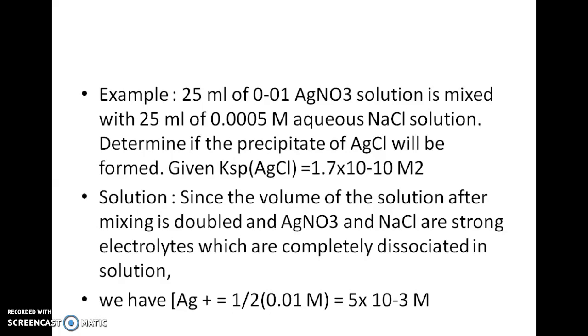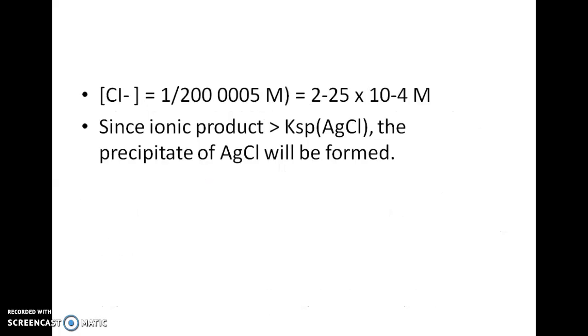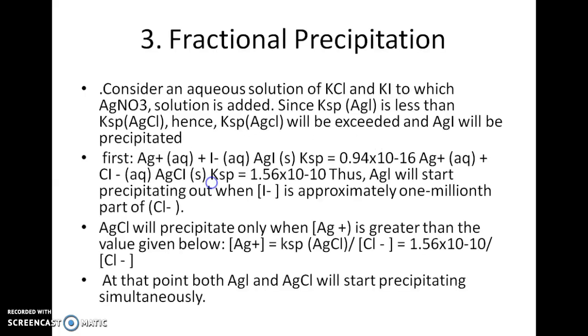Since the volume of the solution after mixing is double, and silver nitrate and sodium chloride are strong electrolytes which are completely dissociated in solution, we have Ag+ equal to half of 0.01 M, which will be equal to 5 into 10 raised to minus 3 M. Cl- is equal to half of 0.005 M, which will be 2.5 into 10 raised to minus 3 M. Since the ionic product is greater than the solubility product, the precipitate of silver chloride will be formed.